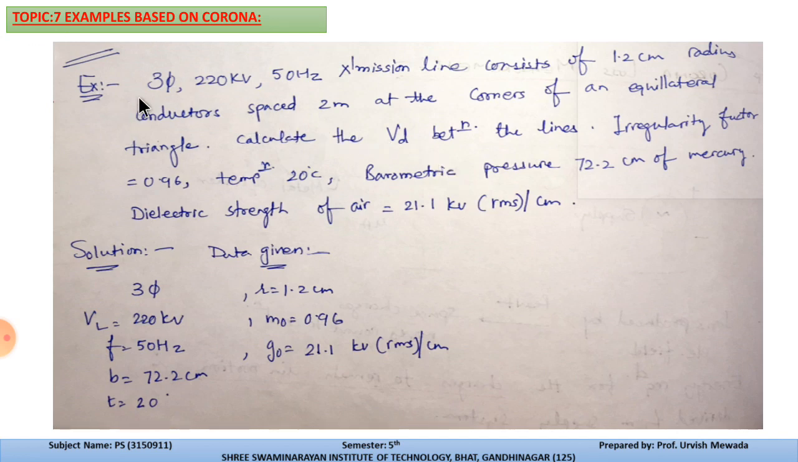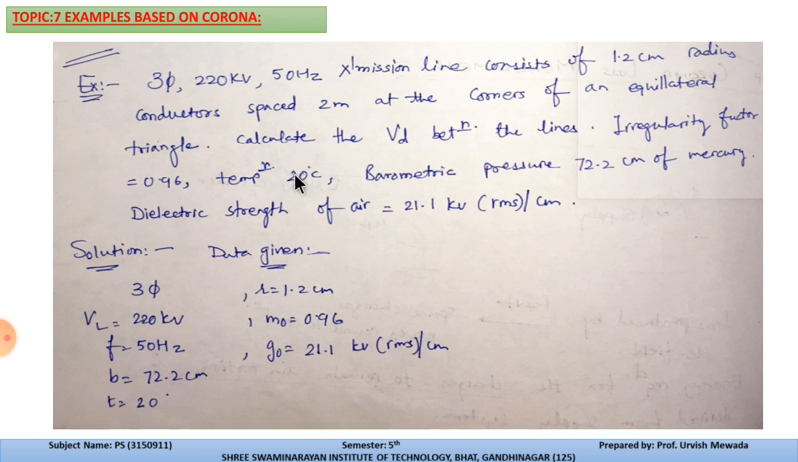Now the first example is a three phase 220 kV 50 hertz transmission line. The line voltage given is 220 kV, and the frequency of the transmission line is also mentioned, so f is equal to 50 hertz. It consists of conductors of 1.2 centimeter radius, so the diameter will be 2.4 centimeter, and they are spaced 2 meters apart at the corners of an equilateral triangle. So it forms a triangle, and they are separated by 2 meters from each other. Calculate the disruptive critical voltage Vd between the lines.